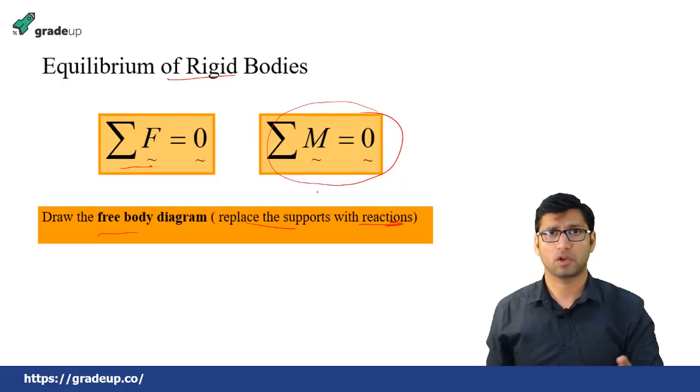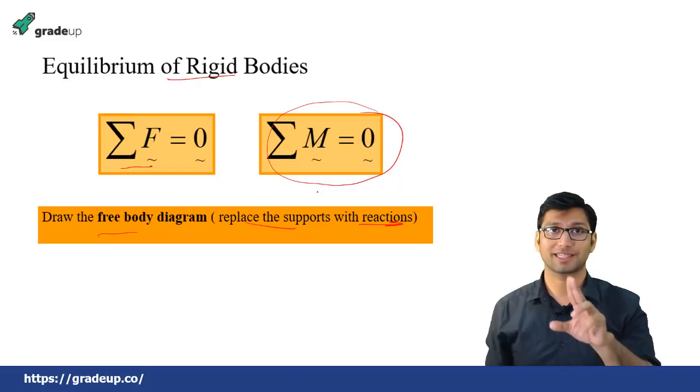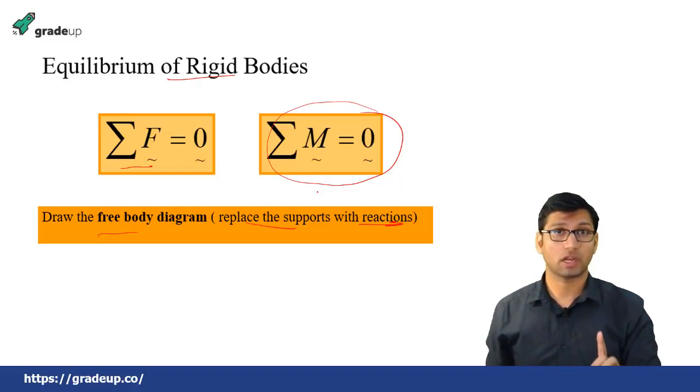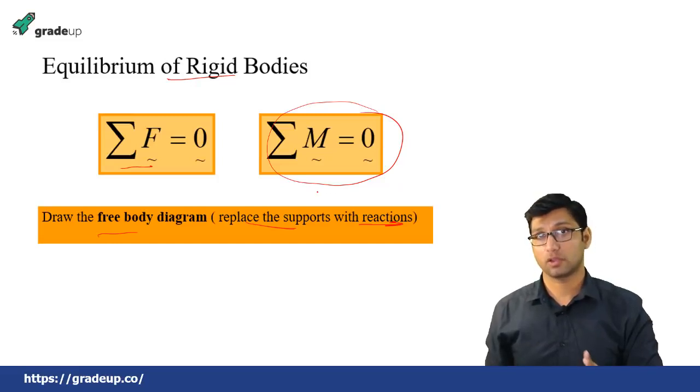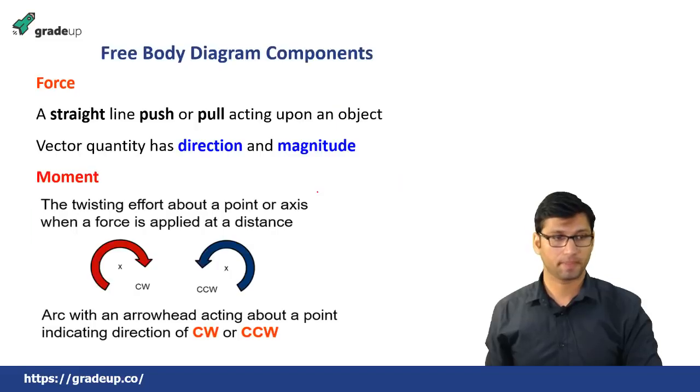For example, for a roller support there will be only one reaction. For a built-in fixed support there will be two reactions and a couple. So you need to remember the different kinds of reactions which will take place after removing the support, because for a free body diagram you have to find the unknown reactions. Otherwise your calculation will be incomplete.